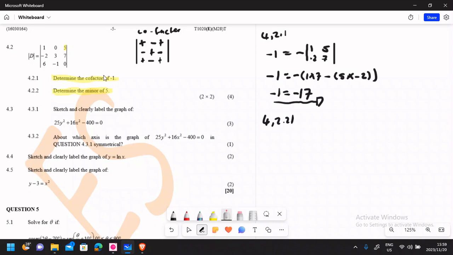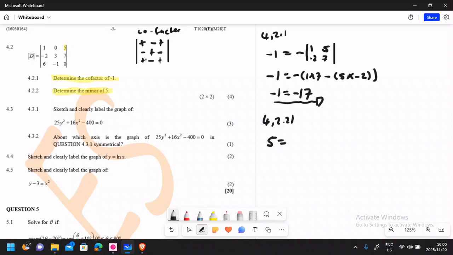Now we just need to highlight. If the minor is 5, what is it that we're going to be left with? We're going to be left with negative 2, 3, 6, and negative 1. So let's do it. This time around, even if you don't write it like this, because they want you to determine the cofactor, I think, guys, just do as you've done there. So it's going to be 5, right?